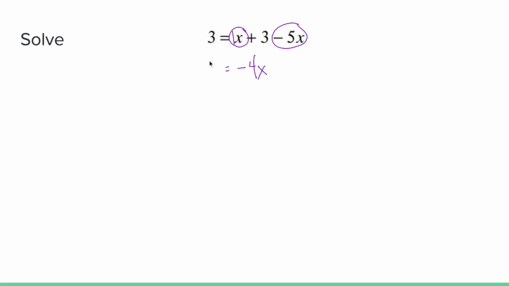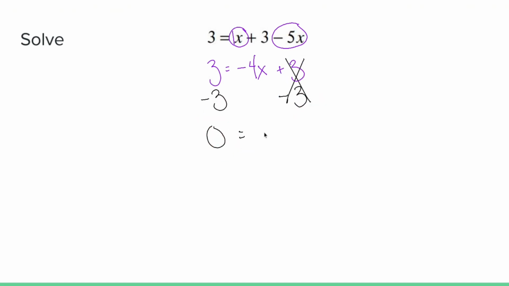Speaking of coming along for the ride, that 3 equals drops down, that plus 3 drops down, and now we have a two-step equation. Always get rid of the number that's floating around first. So get rid of plus 3 by doing the inverse of it, which is minus 3, like so. Subtract 3 from both sides. 3 minus 3 is 0.